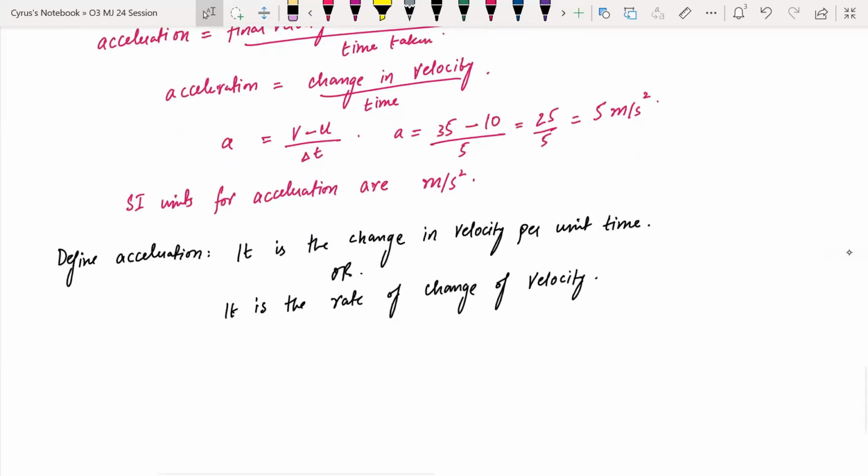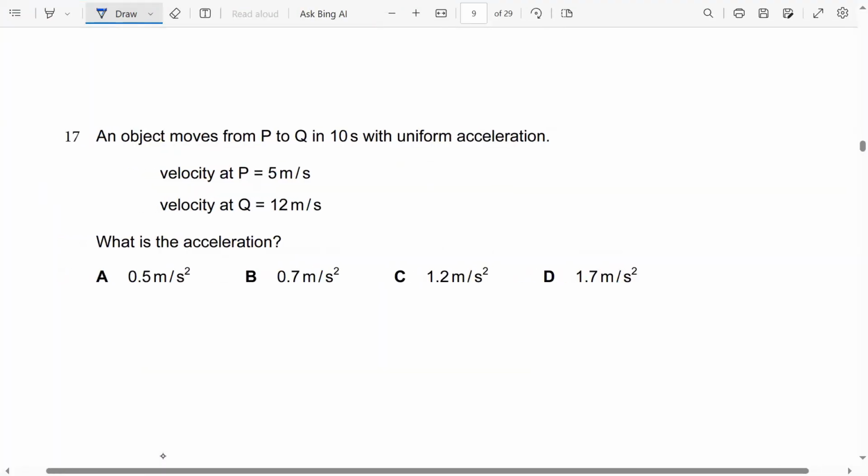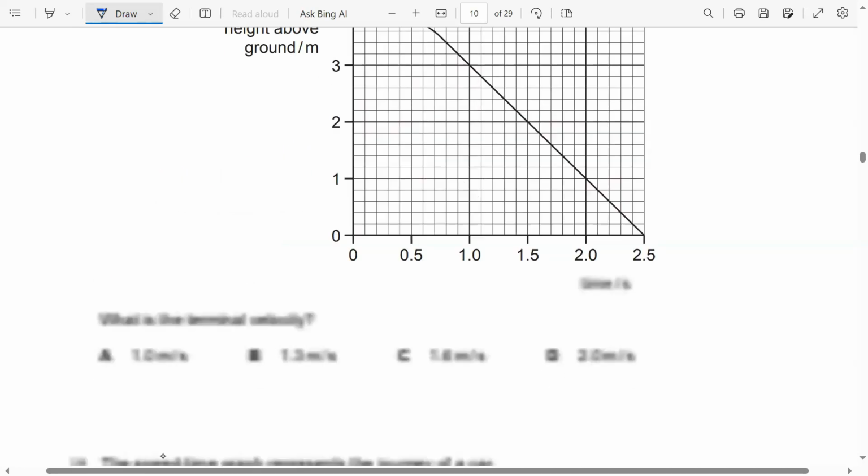I'm going to write here different types of acceleration, but before that, let's do a question which is based on this. An object moves from P to Q in time 10 seconds with uniform acceleration. Constant acceleration. Velocity at P is 5, velocity at Q is 12. What is the acceleration? Simple question. A is equal to V minus U over T. V is 12. ये फॉर्मूला आपको याद होना चाहिए. डेल्टा टी भी आप लिख सकते हैं, टी भी लिख सकते हैं. 12 minus 5 over 10, this will be 0.7. ये आपको फॉर्मूला अगर याद है तो you will do wonders, right?